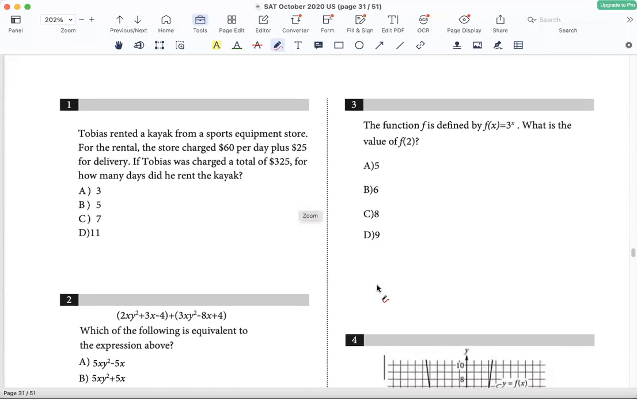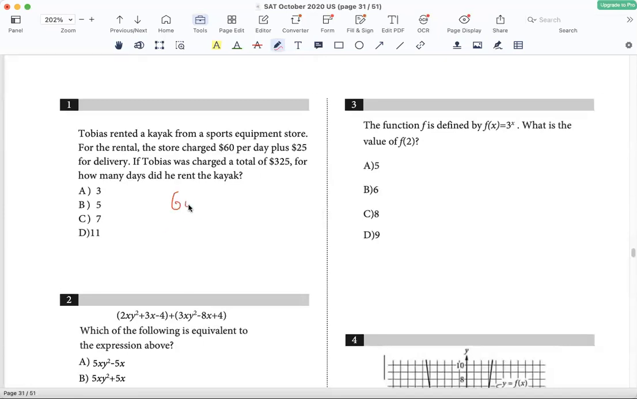Question 1. Tobias rented a kayak from a sports equipment store. For the rental, the store charged $60 per day plus $25 for delivery. If Tobias was charged a total of $325, for how many days did he rent the kayak?